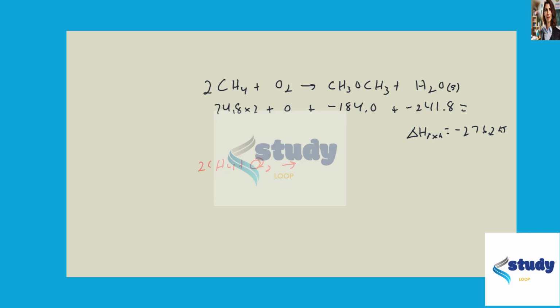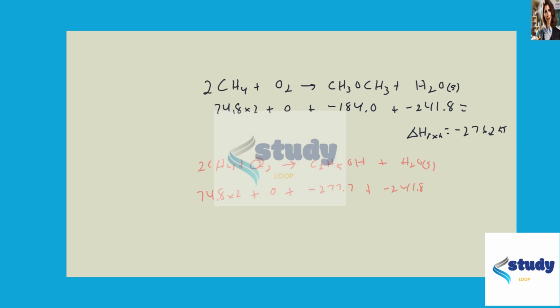All right, now we do the same thing for 2CH4 plus O2, that's not an O, this is O2, goes to C2H5OH plus H2O as a vapor. Once again, this is going to be 74.8, and we're going to multiply it by 2. The oxygen is 0. The ethanol is a value of a negative 277.7, and the water, again, is a negative 241.8.